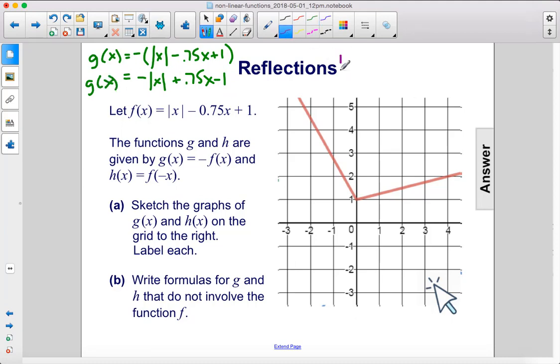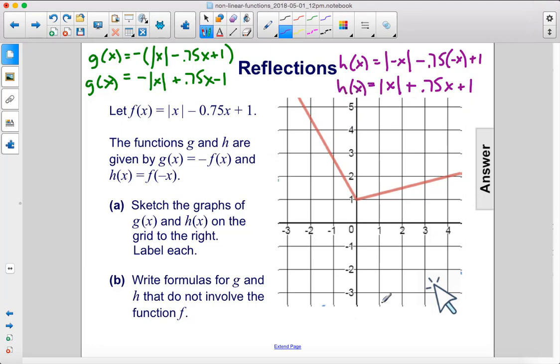And our h of x equals f of negative x. So we're going to take everything in here and plug in negative x instead. So we have absolute value of negative x minus 0.75 times negative x plus 1, which equals the absolute value of x, well, that's just going to cancel out, so we have the absolute value of x plus 0.75x plus 1. So here's our new h of x.